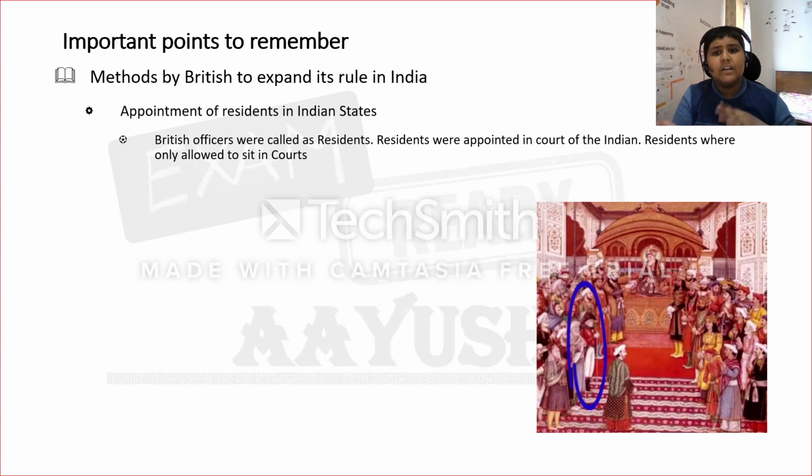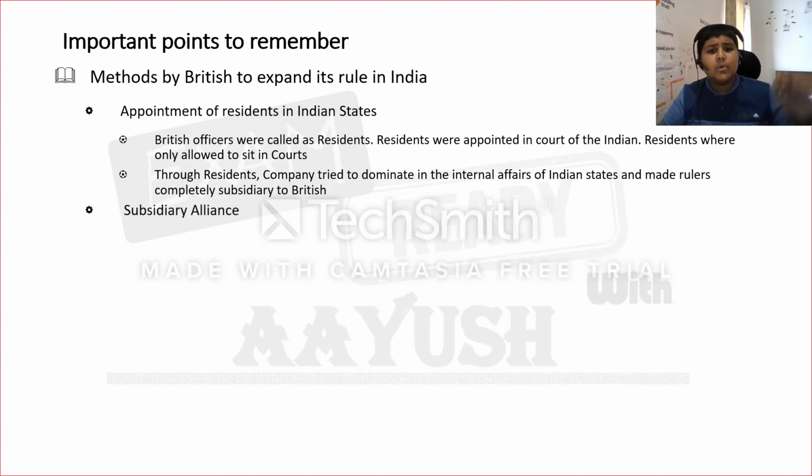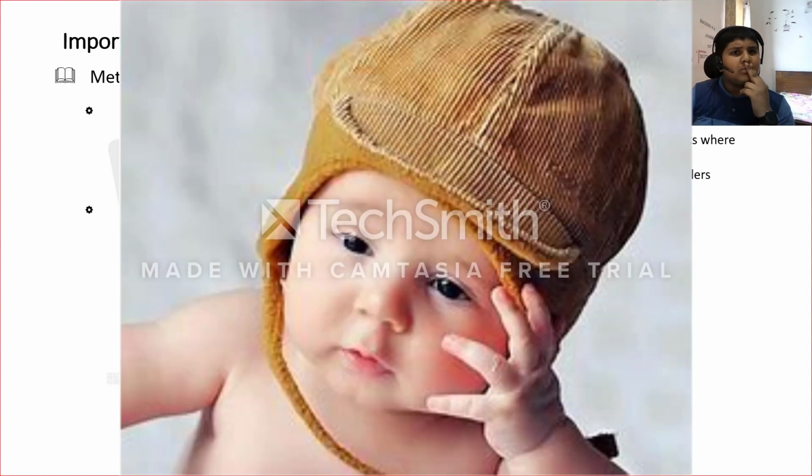The residents were appointed in the courts of Indian rulers to watch the interests of the company. The residents were the only ones allowed to enter the court. As you can see in the image, one British officer is spotted. Through the resident, the company tried to dominate the internal affairs of Indian states and made the rulers completely subsidiary to the British.